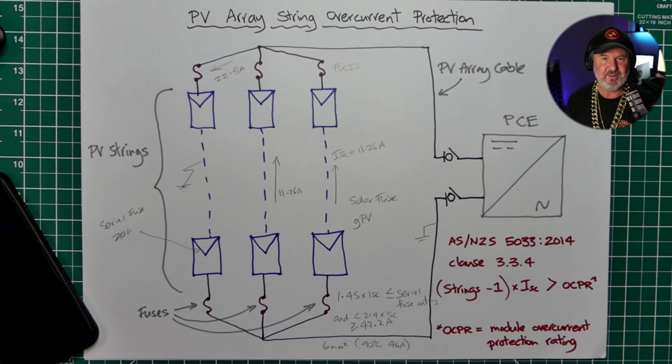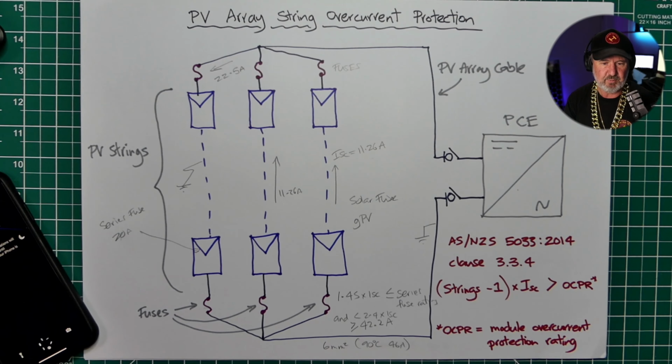And what do you know? It was just too close. The rating was too close. And so it had probably blown years ago. And so her 3-string system had been a 2-string system for some years. So that's why we increased that minimum rating for a series fuse to 1.45 times.